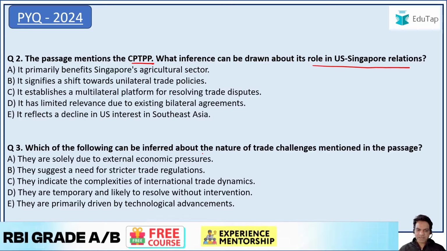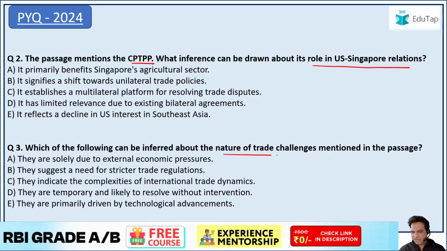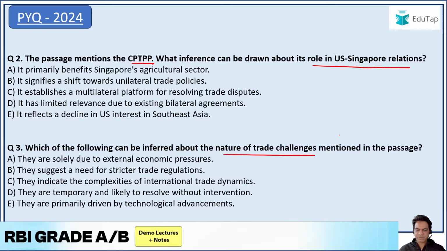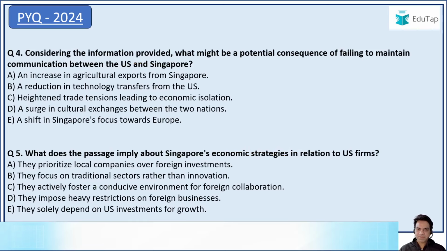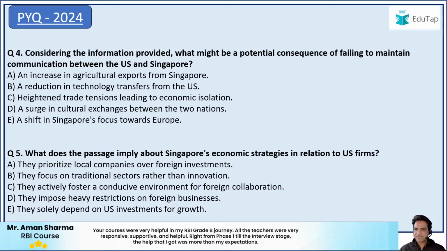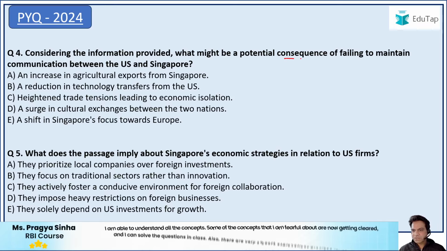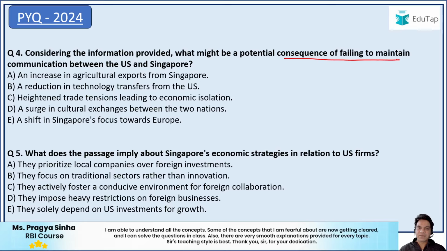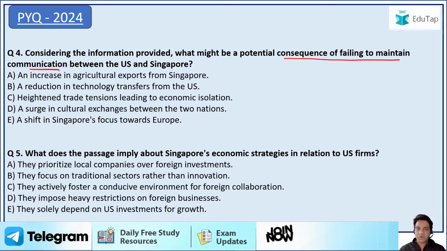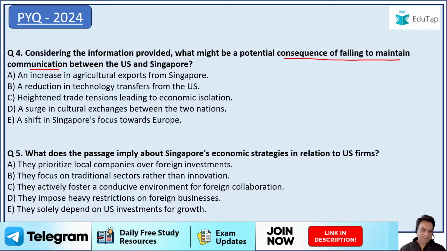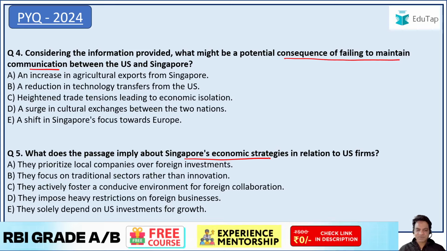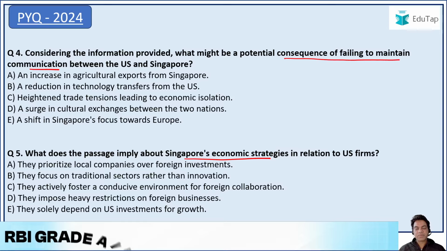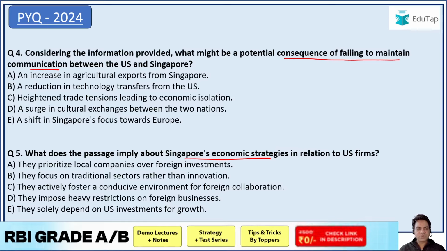Third is, which of the following can be inferred about the nature of trade challenges mentioned in the passage? Considering the information provided, what might be a potential consequence of failing to maintain communication between the US and Singapore? So what could be the consequence of not maintaining communication between the two countries? We have to find that. What does the passage imply about Singapore's economic strategies in relation to US firms? So what are Singapore's economic strategies in relation to US firms?